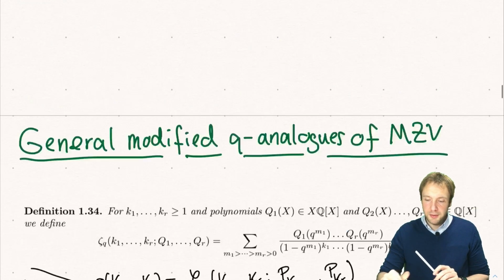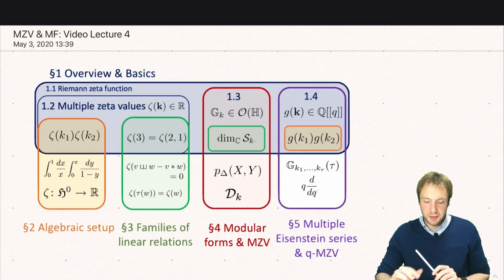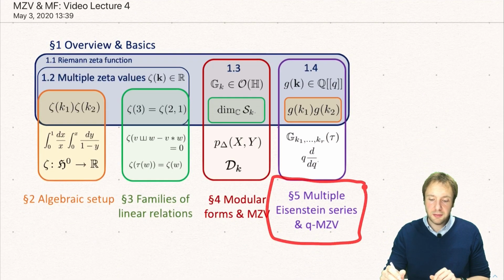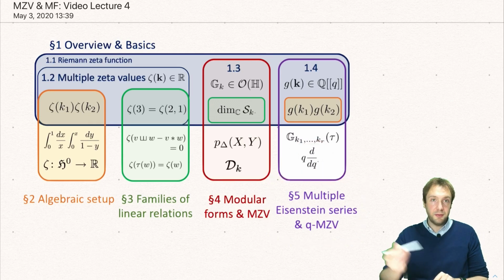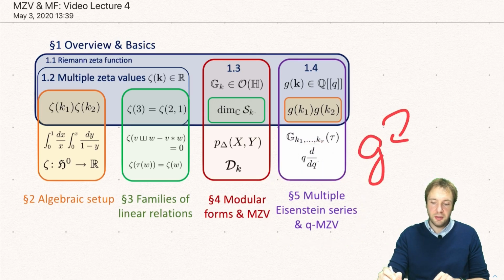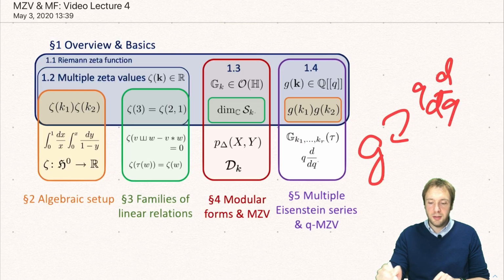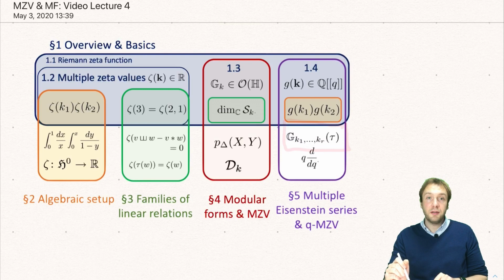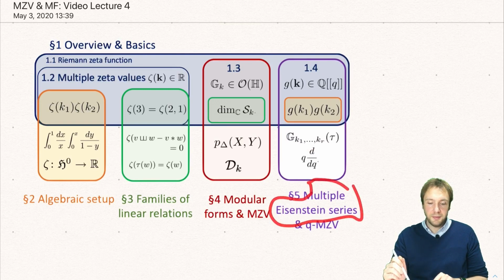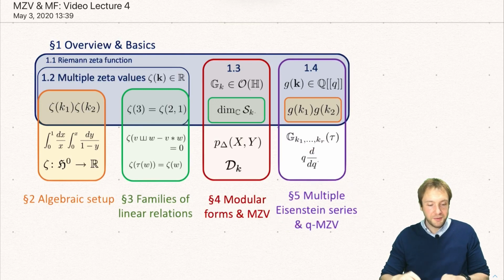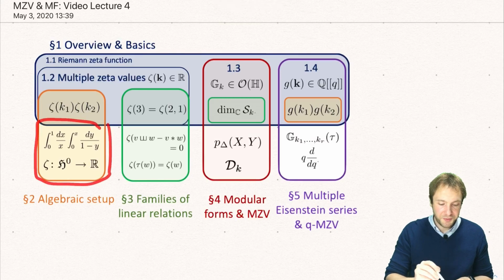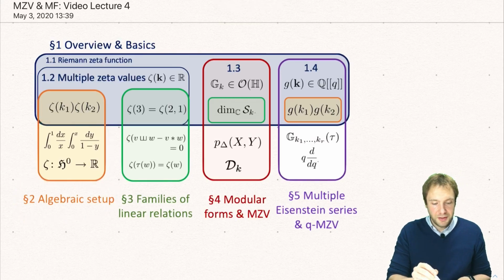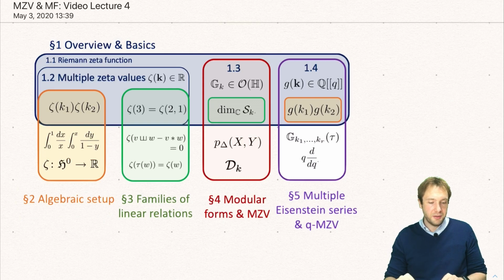Okay, but this we will do in section 5 here, where we'll also consider this operator q d/dq and show that this space G is closed under this operator q d/dq. And we will also see that these small g appear in the Fourier expansion of so-called multiple Eisenstein series. But next time we start with section 2 and talk about iterated integral expressions and multiple polylogarithms. See you then.